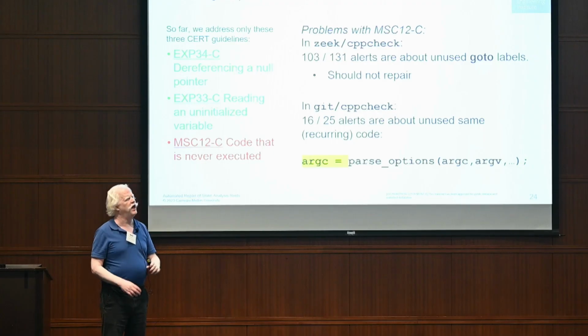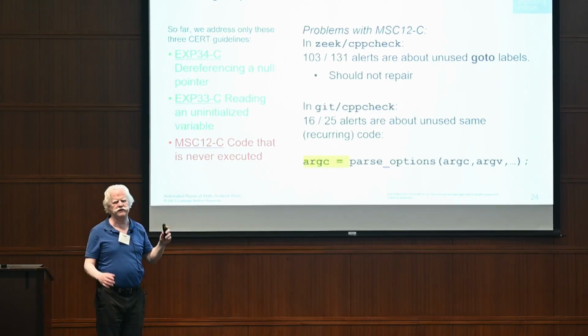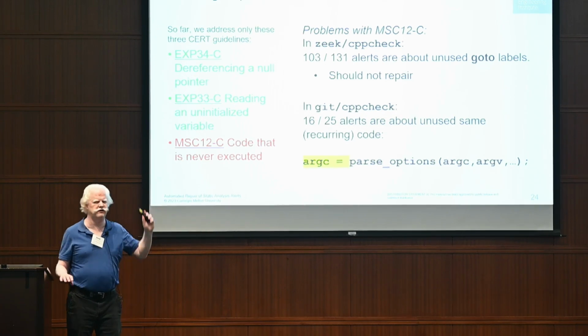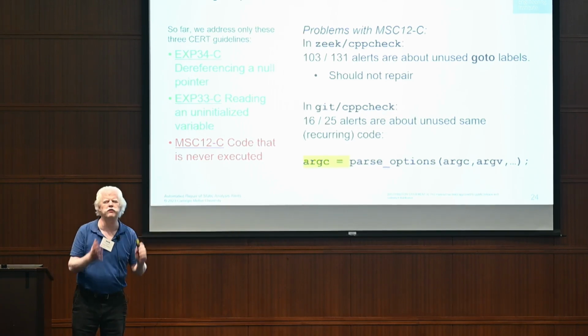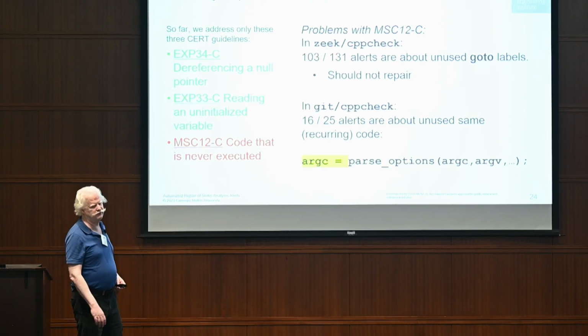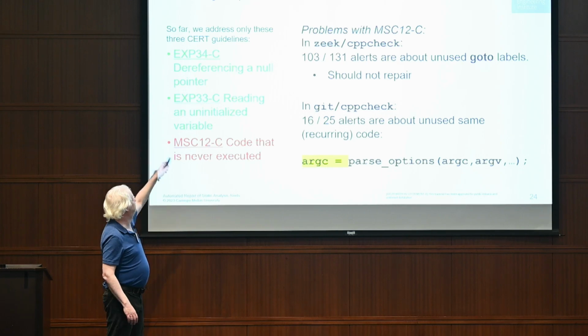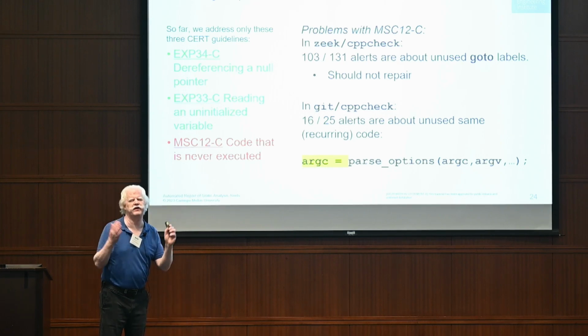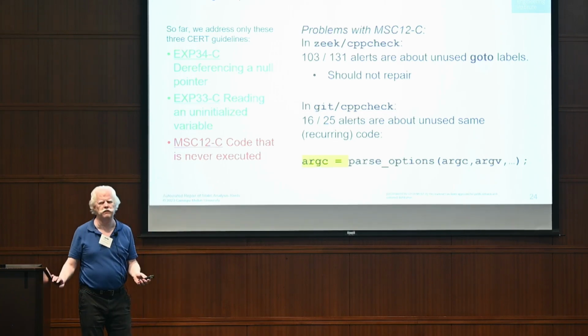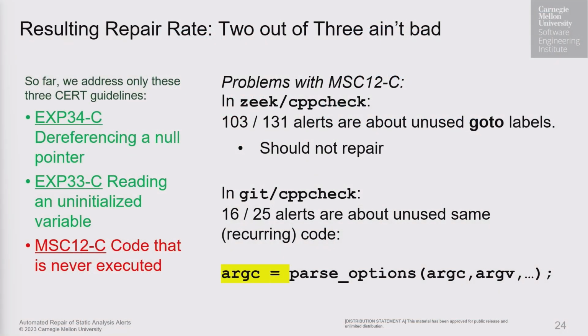So this is a CERT rule, MSC12-C. It's a recommendation, and it's different from these other two in that it's always possible to make good code that doesn't dereference a null variable, and code that doesn't dereference is always better, more secure than one that does. That's pretty much agreed upon. The same is true for uninitialized variables. Code that doesn't read an uninitialized variable is always better than code that does. But code that's never executed, you could remove it from the code, but oftentimes you don't want to.